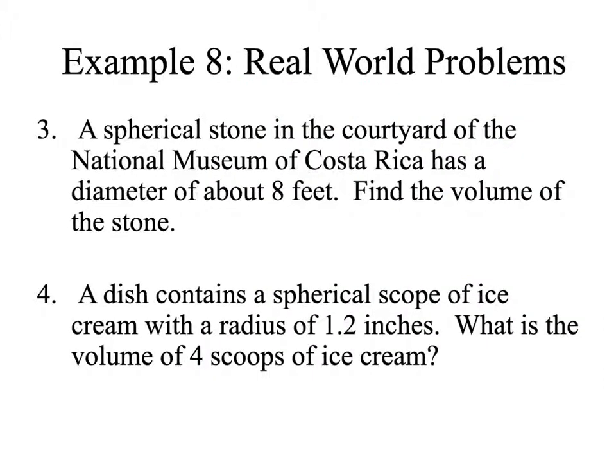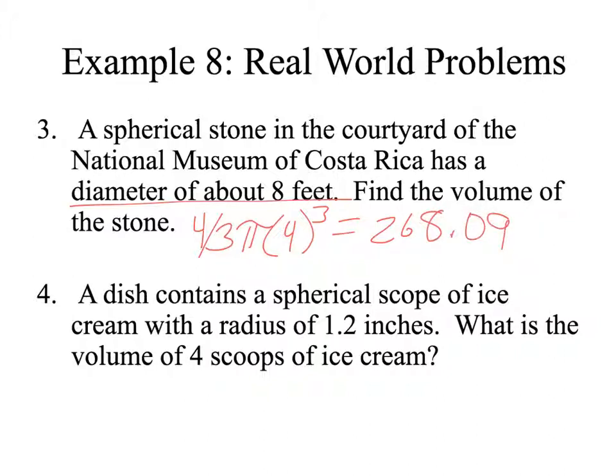Go ahead, try these two on your own, and then we'll come back together and go over them. So in the first one, notice you have your diameter of about 8 feet. So we're going to be using a radius of 4. So 4/3 times pi times 4 cubed. And I get 268.09 feet cubed for our volume.